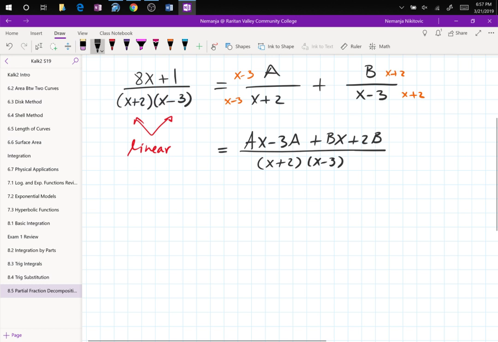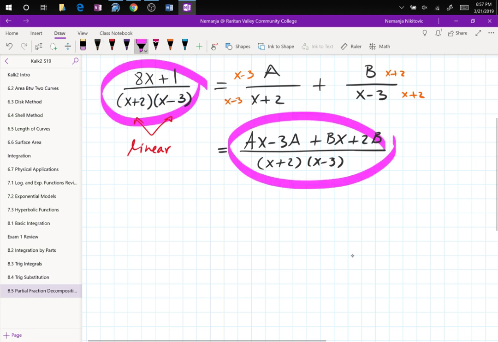This is just algebra, right? And now we are comparing the original fraction with the new fraction. Do you see that they have the same denominator? So the tops, the numerators, must be the same. So when I compare these two, I get the equation which says 8x plus 1 is equal to ax minus 3a plus bx plus 2b.